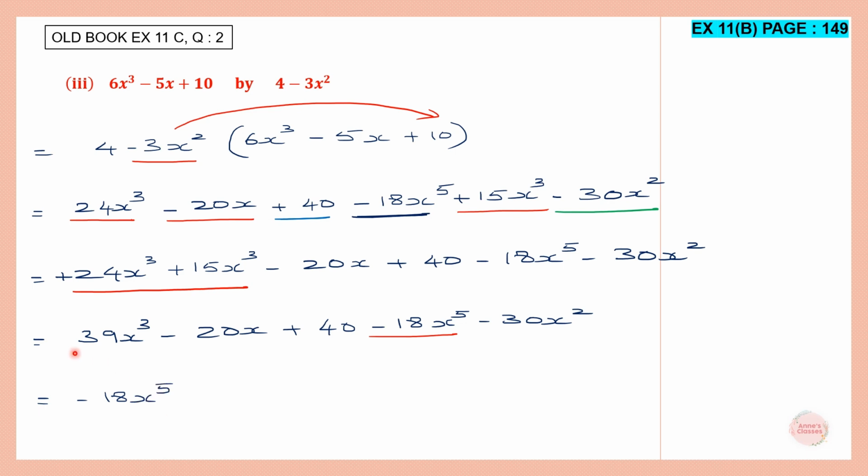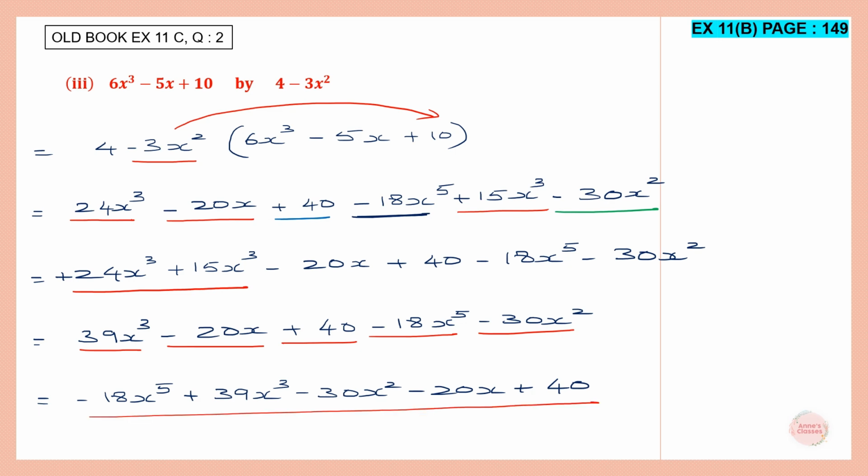Then what do we have? Then we have 39x cubed. So that will come next. So let's write that plus 39x cubed. Then let's go on to x square. Here we have minus 30x square and we'll write that down, minus 30x square. Then we have minus 20x. And then the last one is plus 40. So now we have a final answer, minus 18 x to the power of 5 plus 39x cubed minus 30x square minus 20x plus 40.